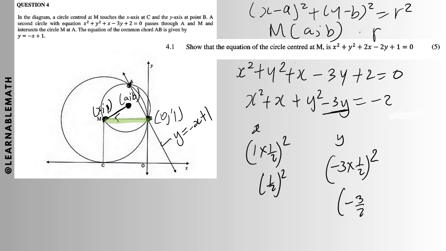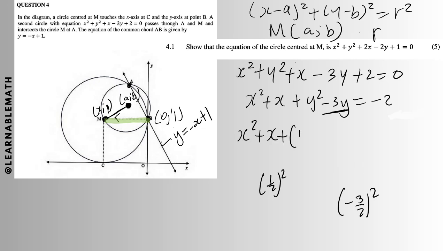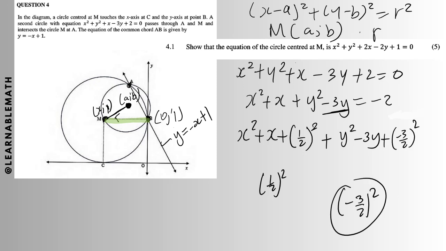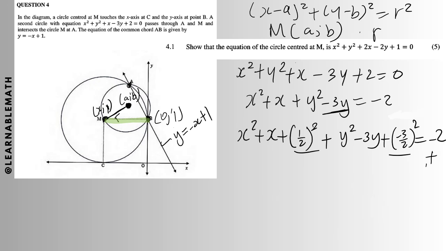This will be negative 3 over 2 squared. Okay, so what do I do? I go and add these things there. The coefficient of x and the coefficient of y. So I'm going to say x squared plus x, the coefficient of x, 1 over 2 squared. I go to y, then this was the answer, it was minus 3 over 2 squared. This equals minus 2. What I added on the left to ensure that my equation is balanced must also be added on the right. So I'm going to add 1 over 2 squared and also minus 3 over 2 squared that I just introduced on the left.